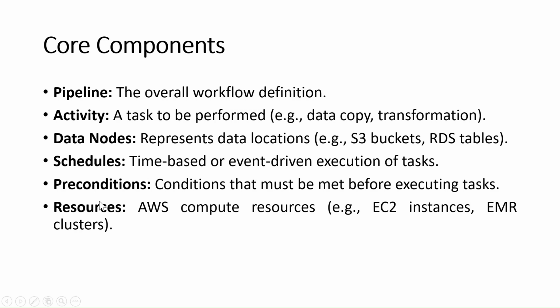And lastly, resources. AWS compute resources, for example EC2 instance or EMR cluster. Resources are AWS tools and services the pipeline uses to complete the task. For example, EC2 instance or EMR cluster provides the computing power needed to run the activity.